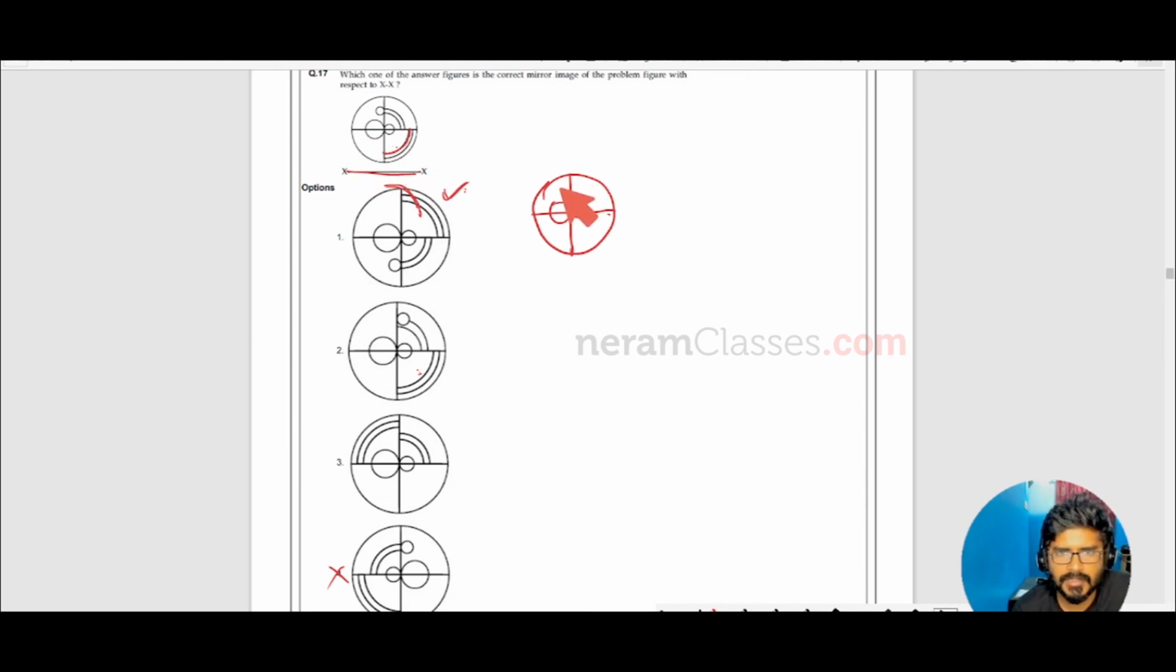And also this circle is going to be on the other half. That is, it has to be here. If it's here, it has to come here. And these two lines which are here have to come here, and these three lines which are here have to come here. So this is the perfect mirror image of the above given figure. If we compare this with the given options, we can find that option 1 is exactly matching here. So option 1 is the right answer for this question.